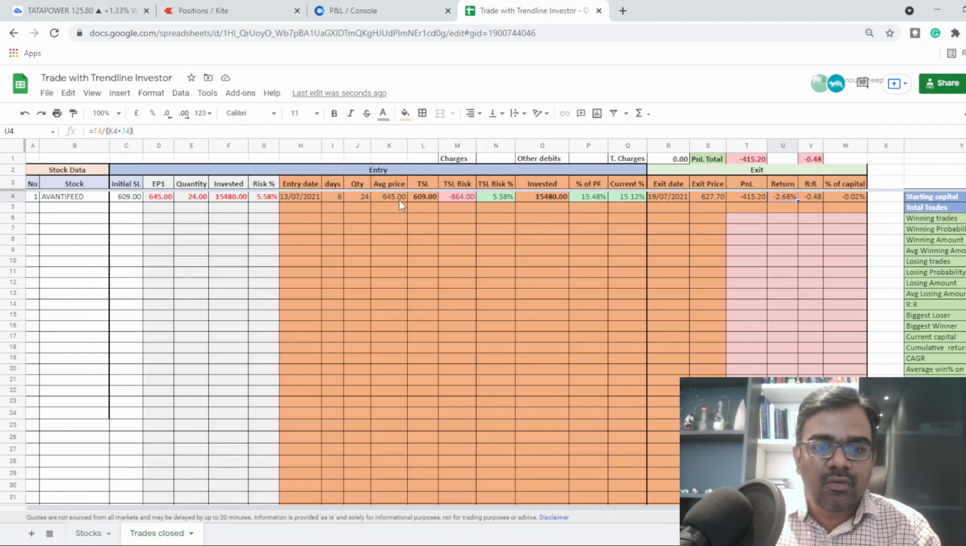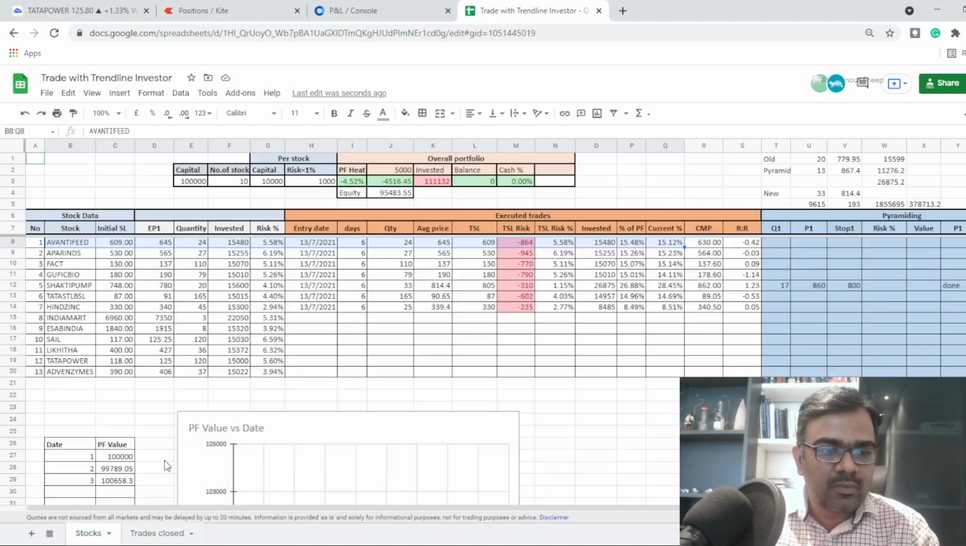We bought the stock at 645 and 627. So that was 2.68% down, and our risk reward was 0.48, basically, which means we bet 1 rupee on the markets and we lost 0.48 paisa, right? And the percentage, how much we lost, 0.02% of our capital. Now that loss is really minor, right? That's how you have to keep your losses in control, right?